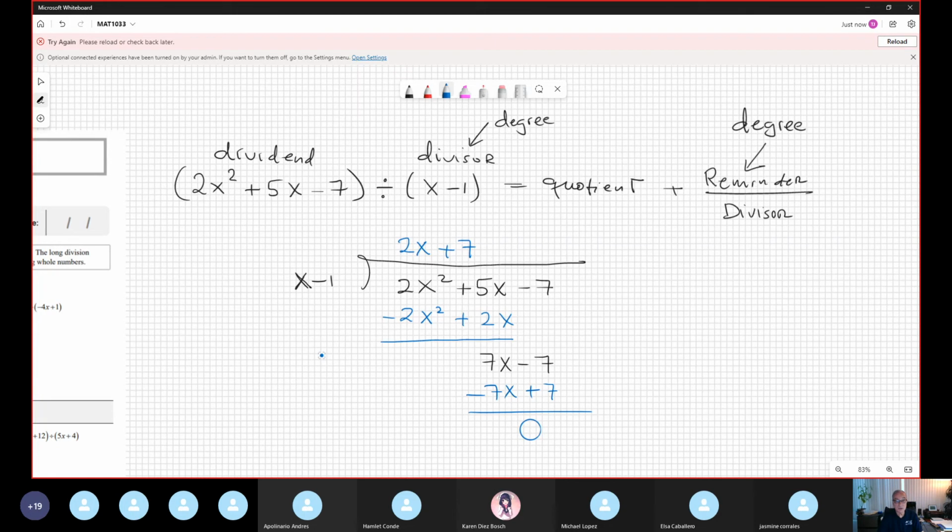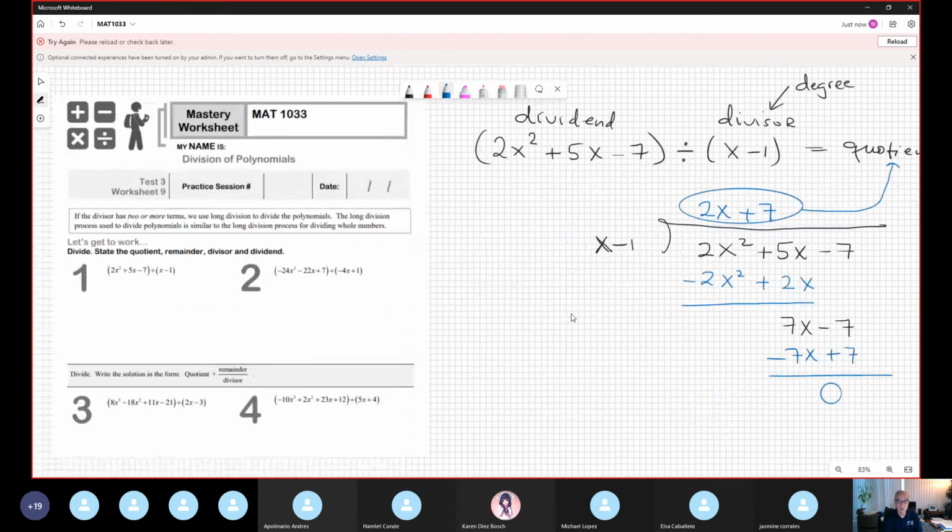And my answer is this. This is my final answer. The quotient is 2x plus 7. The remainder is 0, so that part disappears. It doesn't always happen, but it happens in this problem. The final answer in this problem is 2x plus 7. This is the answer of the division. Do you follow me, guys?